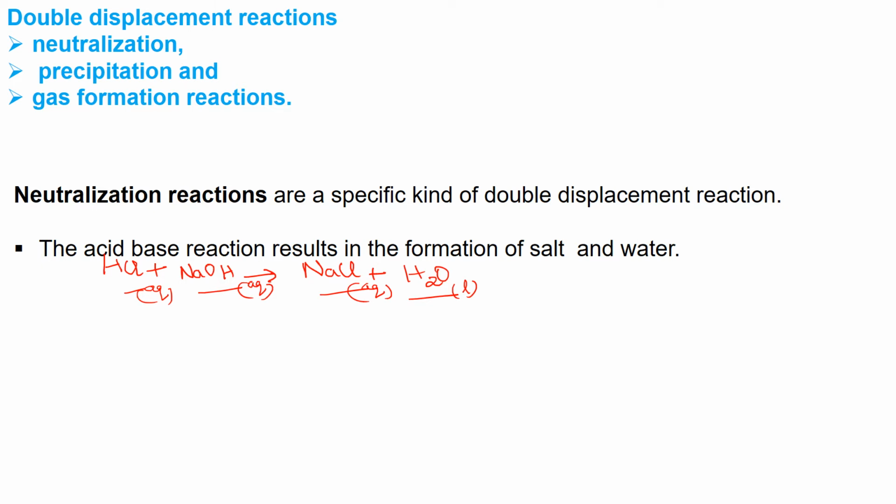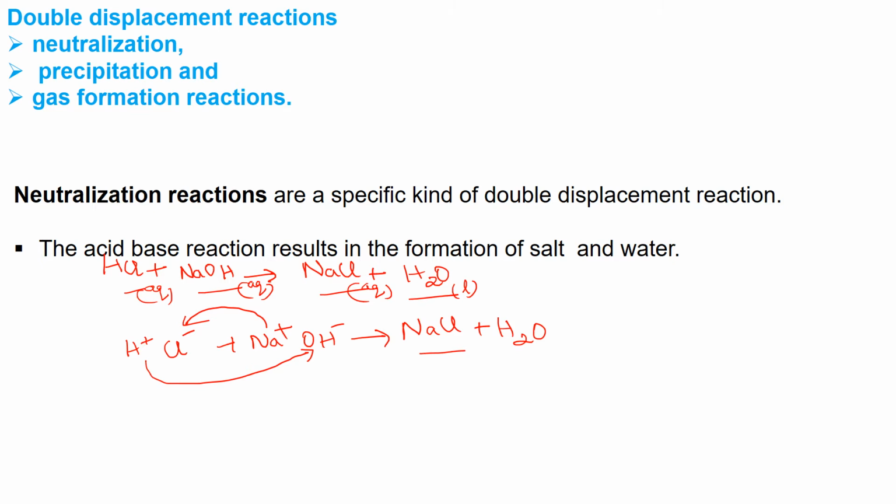Now what happens in this reaction? Again in solution form, H plus and Cl minus are formed, and Na plus and OH minus ions are formed. As a result, here H plus will combine with OH minus, and Na plus will combine with Cl minus. That is how sodium chloride and water are formed. Now, two times exchange of ions, mutual exchange of ions between the compounds, has led to the formation of entirely different compounds. This is called a neutralization reaction. Why neutralization reaction? Because the acid has been neutralized by the base, forming salt and water.